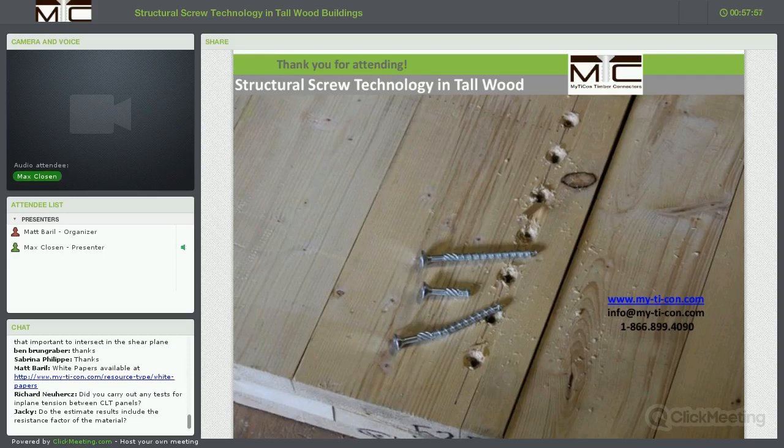There's one question here if the estimated results include the resistance factor for materials. For the design procedure, we have followed the CSA 086 respective code approvals and plugged values into the Johansen yield equations that you find for lag screws or wood screws in the Canadian code. These equations have safety factors, for instance, the phi factor of 0.6, which we of course applied to the design values. So we have applied safety factors to the design values following the lag screw design procedures of the CSA 086.